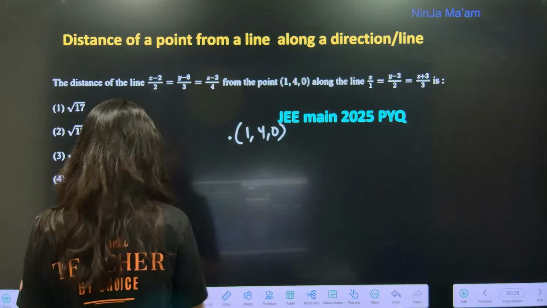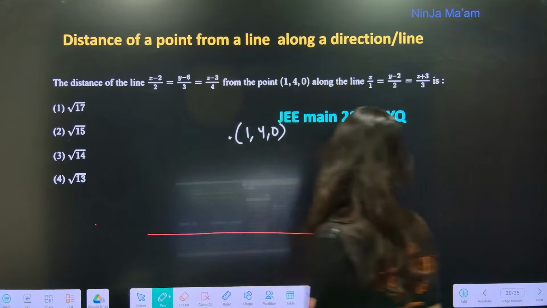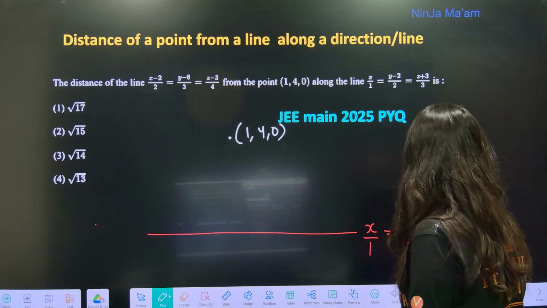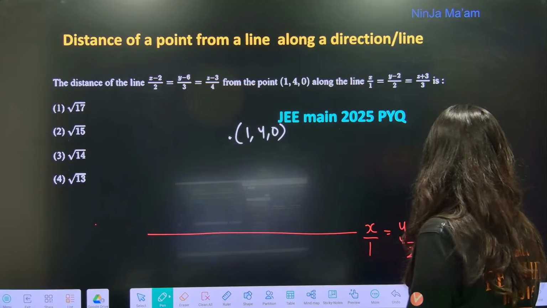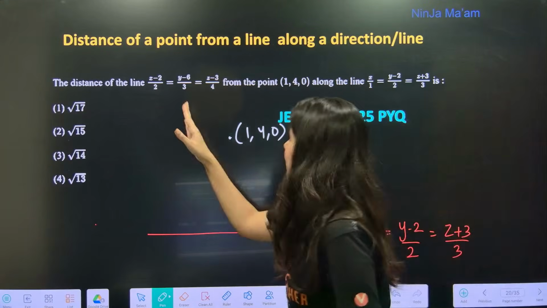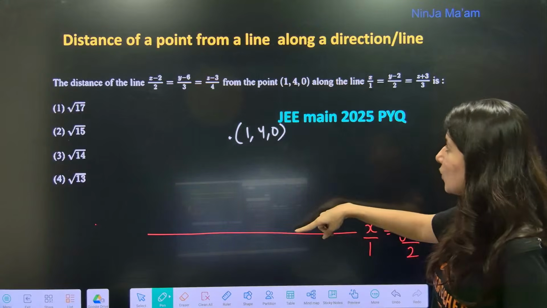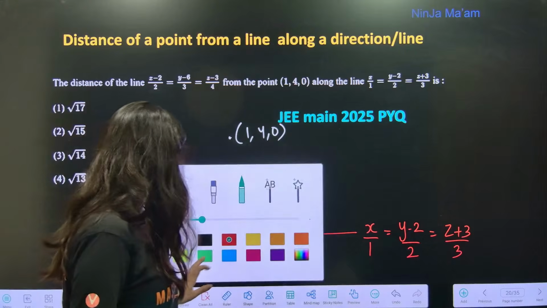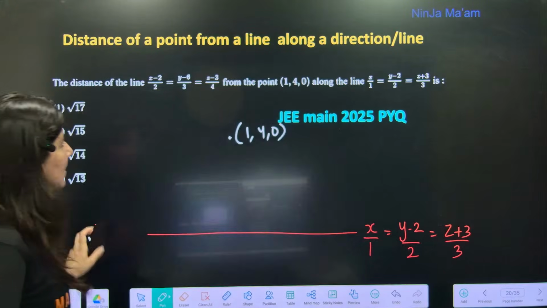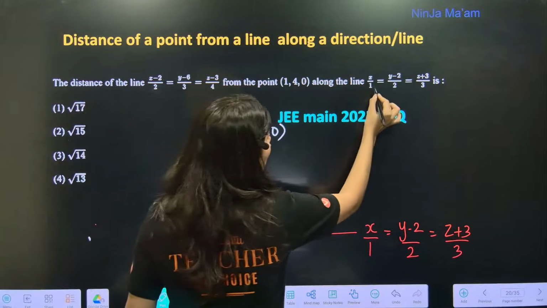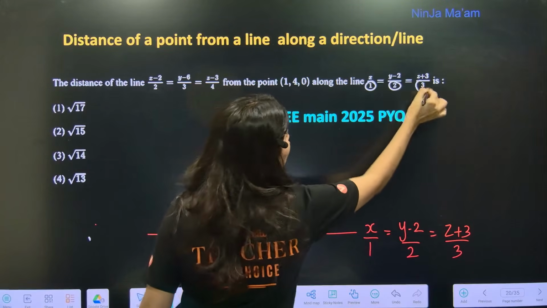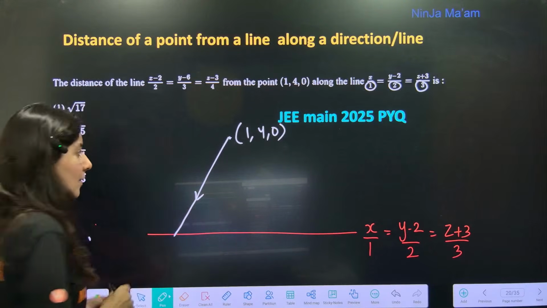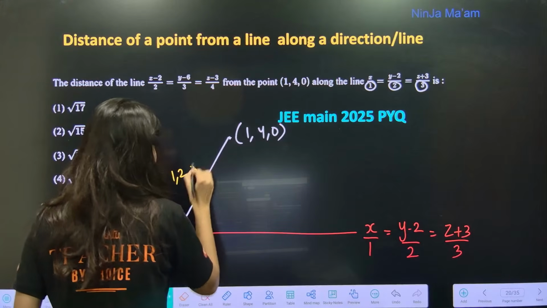Okay, and there will be a line over here, which is x upon 1, y minus 2 upon 2, z plus 3 upon 3. This is your line. Distance from this point to this line, but this time they are not talking about perpendicular distance. They are talking about distance along this line, which has direction 1, 2 and 3. So the direction is not perpendicular, it is a different direction, and the direction is 1, 2, 3.